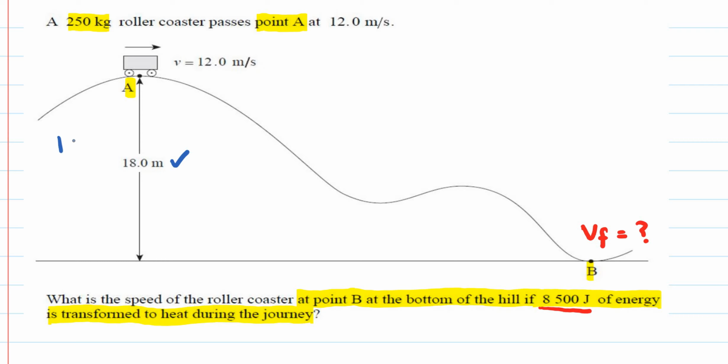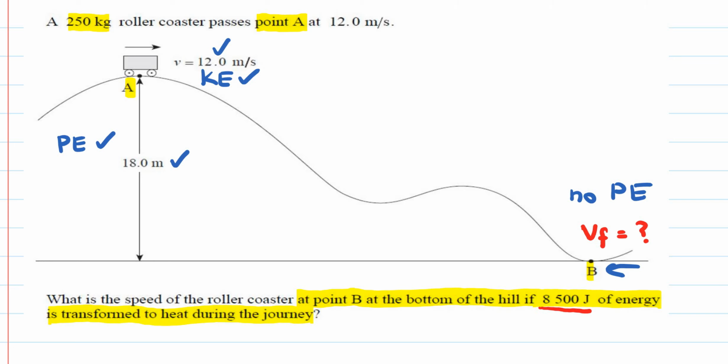So what that means is we definitely have some potential energy at the beginning. We're given this initial speed, so that means we have some kinetic energy at the beginning as well. And at the very end, when we're at point B, there's no height, so let's just say that there's no potential energy at the very end.